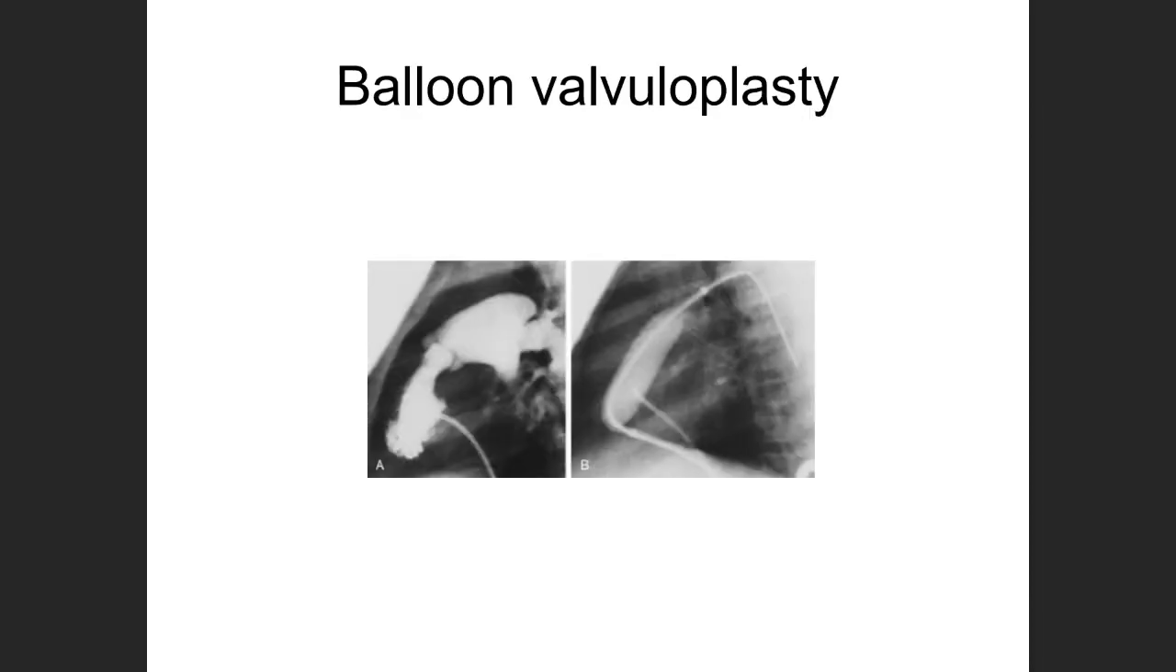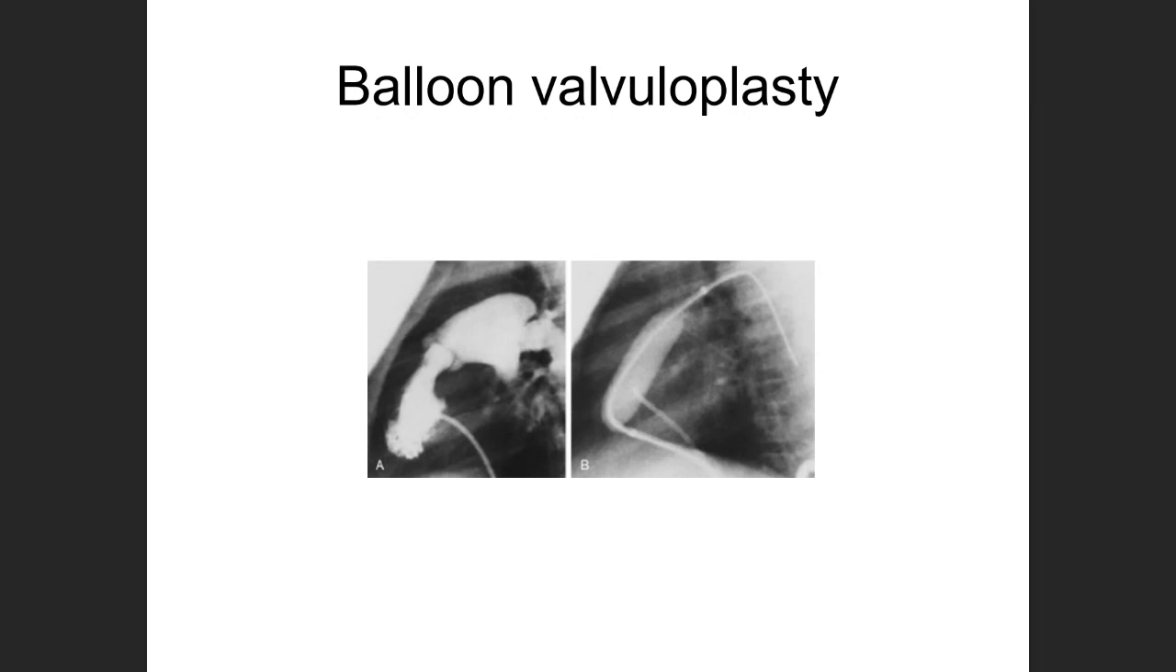if we look at this diagram, on the left in A, contrast medium has been injected into the right ventricle and goes across a thickened pulmonary valve. And you can see that there is post-stenotic dilatation of the pulmonary artery, which is seen when there is valvular stenosis.